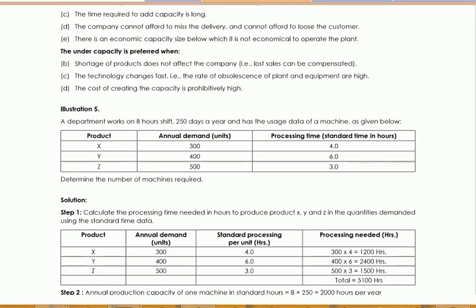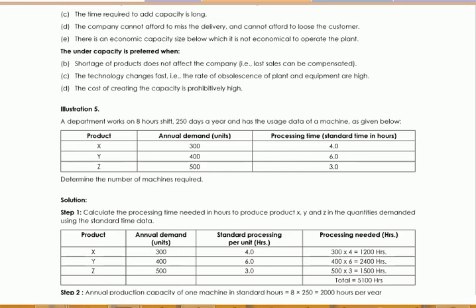First is the products X, Y and Z, with annual demand of 300, 400 and 500 units, and the processing time in hours is given as 4, 6 and 3. I will repeat once again. They have given you three things. First, the products X, Y and Z. Annual demand in units of each product. And after that the processing time in hours: 4 hours, 6 hours and 3 hours. What they are asking is to find out the number of machines required.